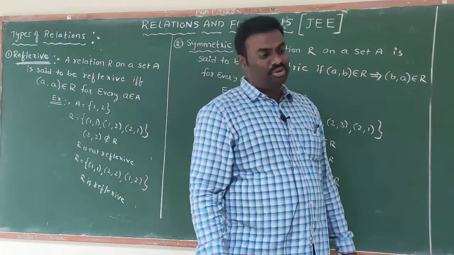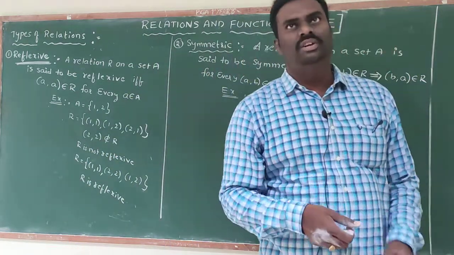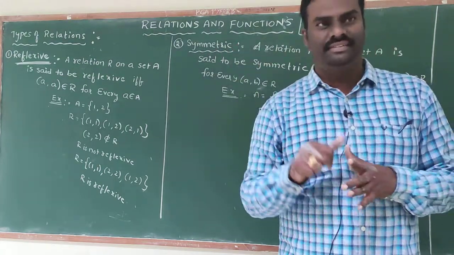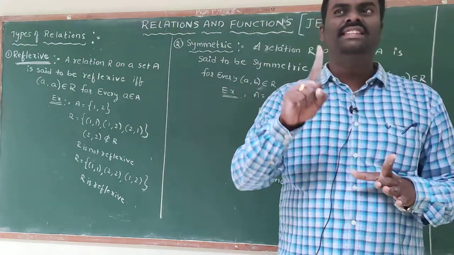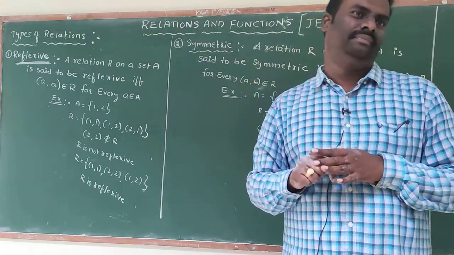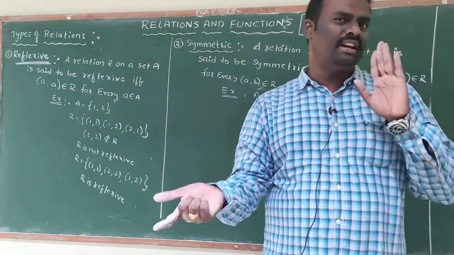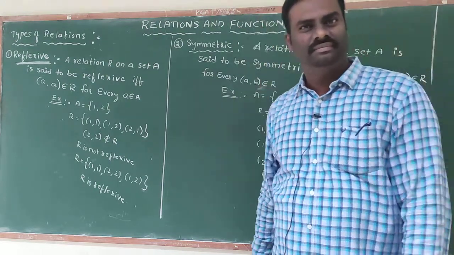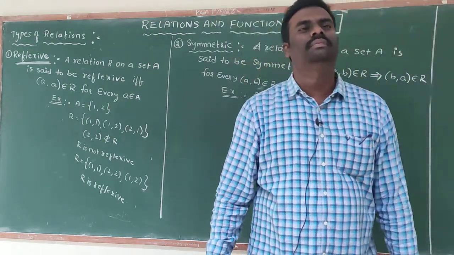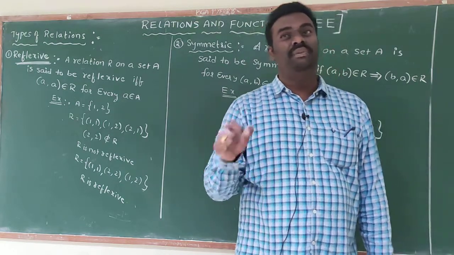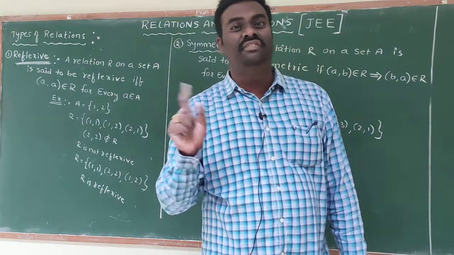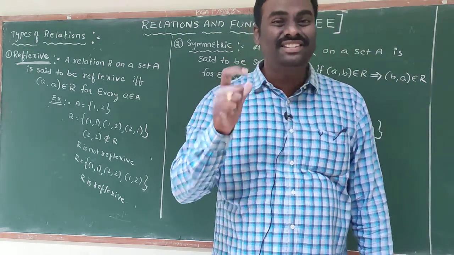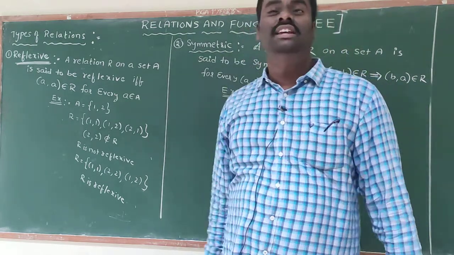Okay. Coming to the human relation, I am taking the relation father. A is father of B. Actually, what is the reverse of the statement? B is father of A. Is that correct? No. If A is father of B, then B is not the father of A. That's why the human relation father does not satisfy which relation?